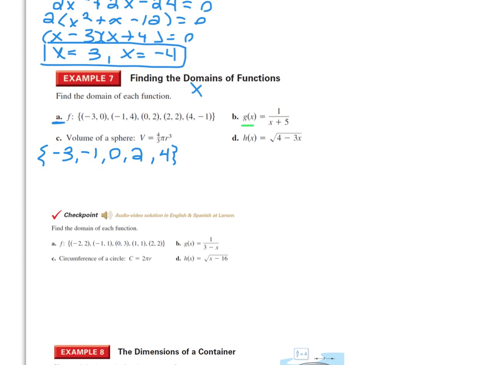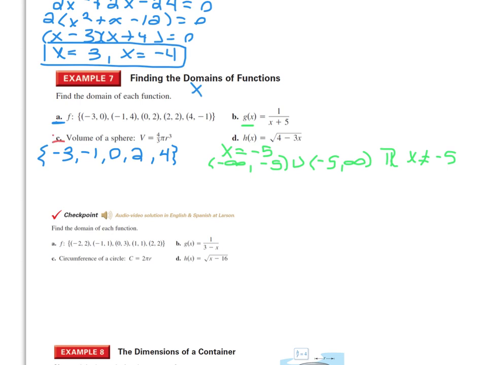So if I look at that, the only thing that makes this function illegal, because it's a fraction, is for the denominator to be 0. So where x equals -5. So that means my domain is going to be -infinity to -5, not included, union -5 to infinity, or all real numbers except x cannot equal -5. Same thing. All right, let's go to the next one.